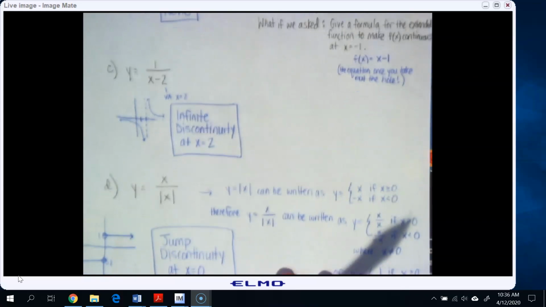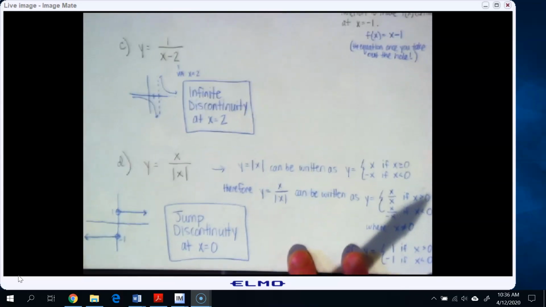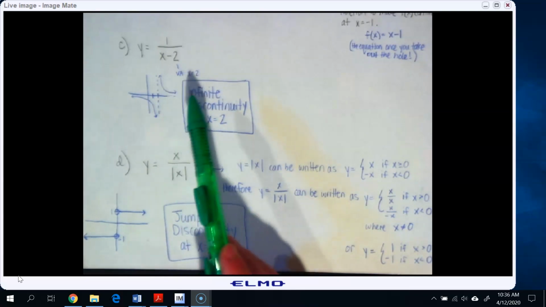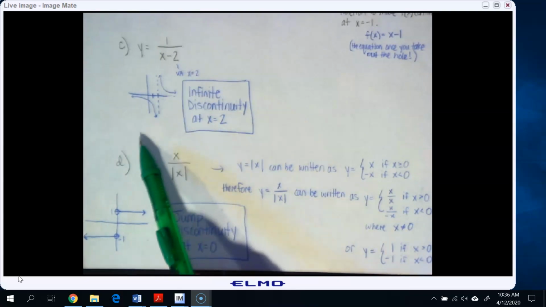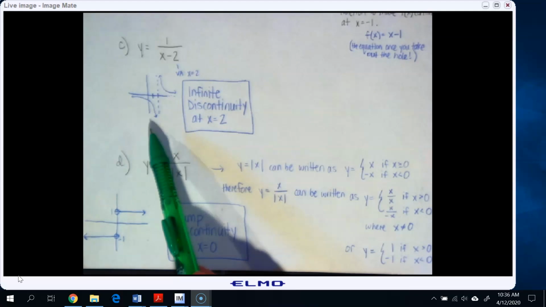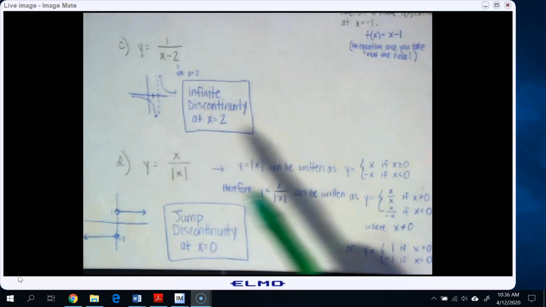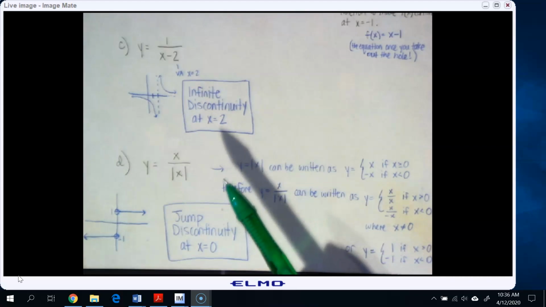All right, letter C and D, again, just more examples of similar concepts. In letter C, you know that graph has a vertical asymptote at x equals 2, so you don't have to graph it, but if it helps, feel free. Vertical asymptotes are infinite discontinuity, so I'd say that it has an infinite discontinuity at x equals 2.